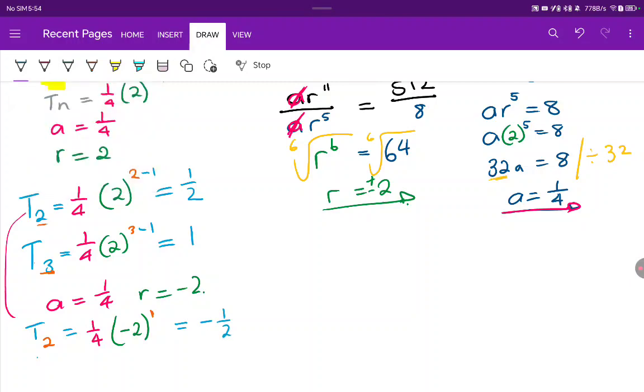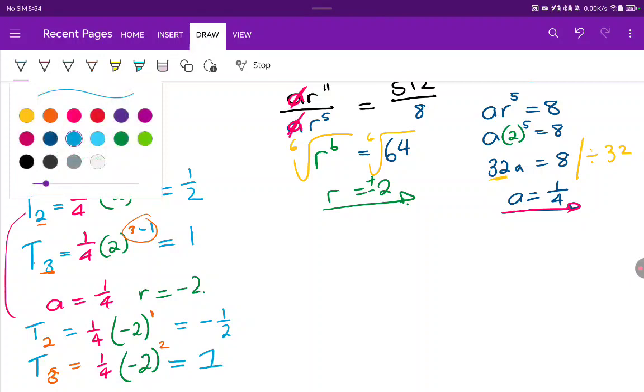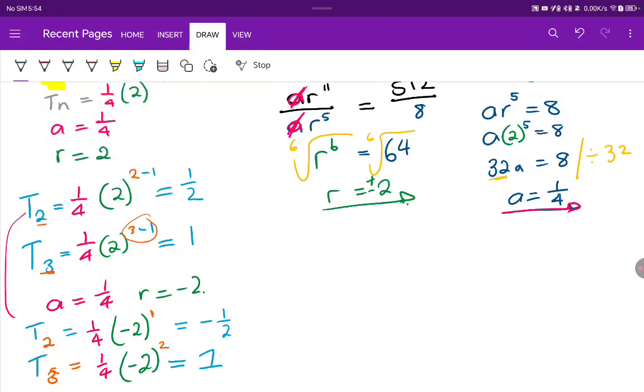And if we have T3 is equal to a quarter multiplied by negative 2 to the power of 2, because it's going to be 3 minus 1, that's 2, right? So that becomes positive 4. Positive 4 over 4 means we get an answer of 1. Why does this matter? The question is asking us what's the sequence. So our sequence is going to be like this.